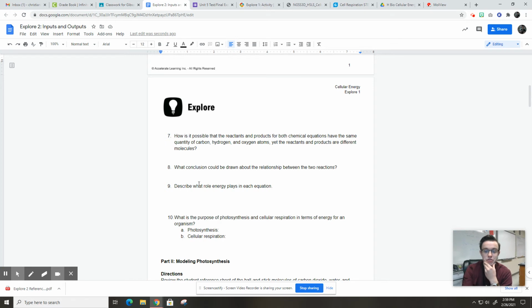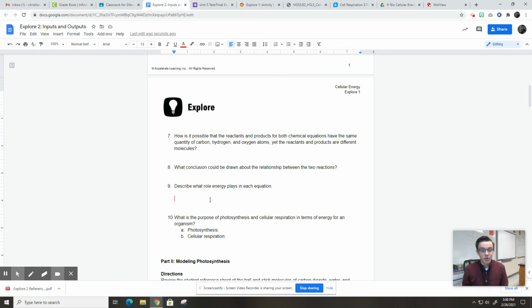All right, number 8, let's take a look. It says, what conclusion can be drawn about the relationship of the two reactions? We've kind of been focusing on this for a while now. The relationship between cellular respiration and photosynthesis is that their chemical equations are just swapped. They're backwards, okay? The reactants for cellular respiration are the products for photosynthesis. And the products of cellular respiration are the reactants for photosynthesis, okay? So the reactants and products are opposite of each other, okay?